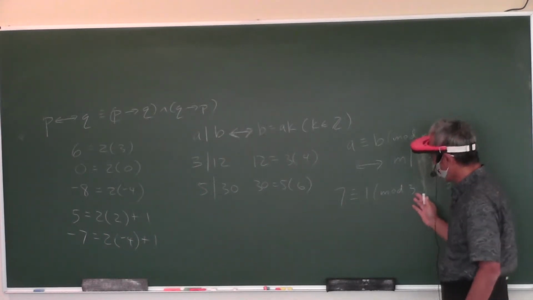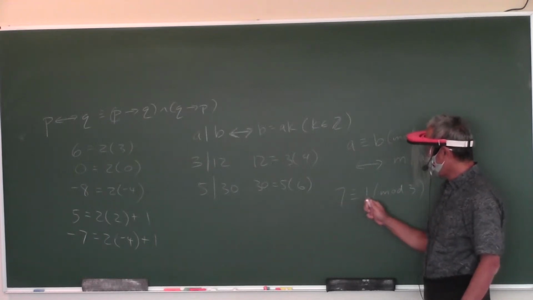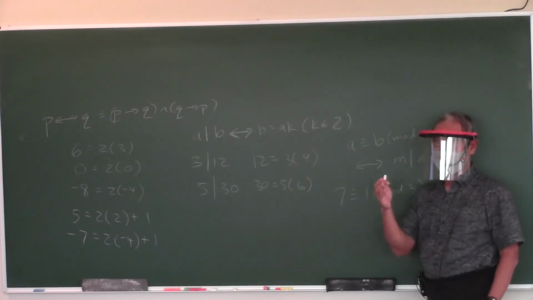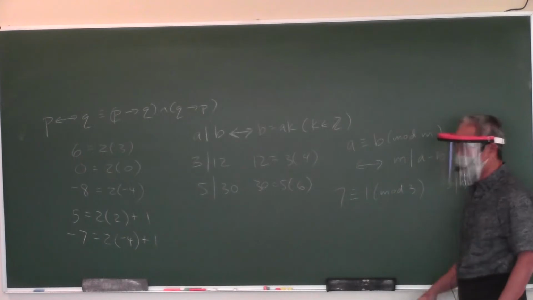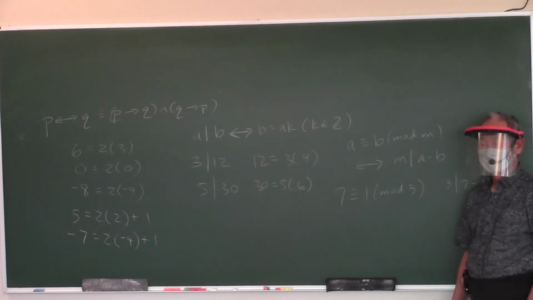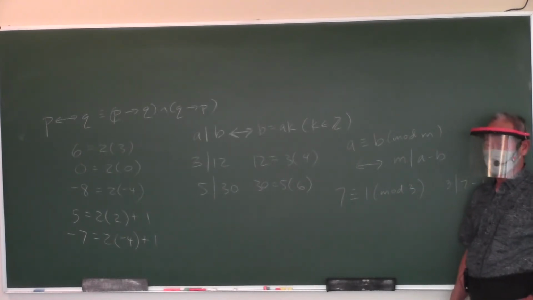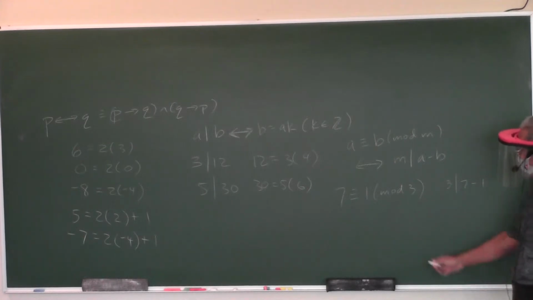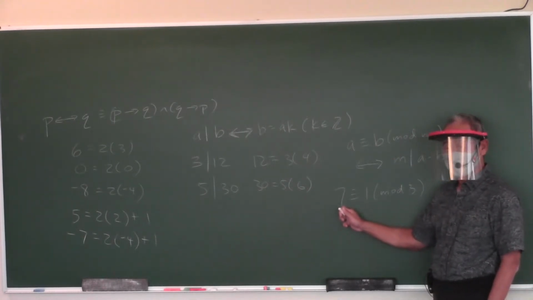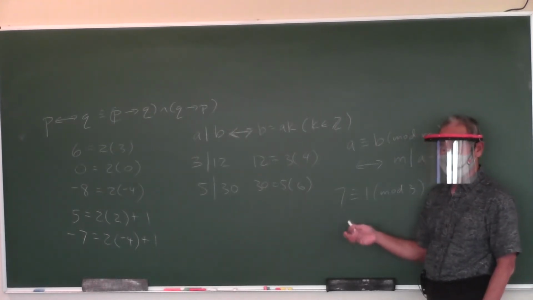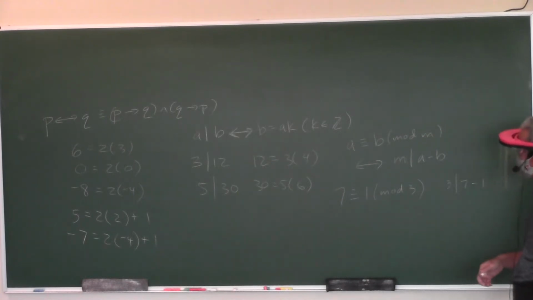Another way to think of this is 7 and 1 have the same remainder when you divide them by 3. Whoa, that's another way to think about it. Right? Because if you divide this by 3, you get 1 remainder, and you divide this by 3, you get 1 remainder. So that's another way to think about it.